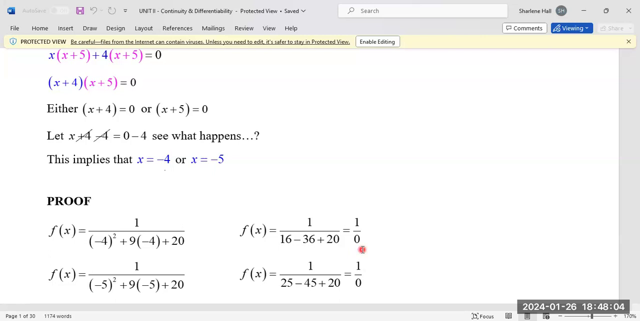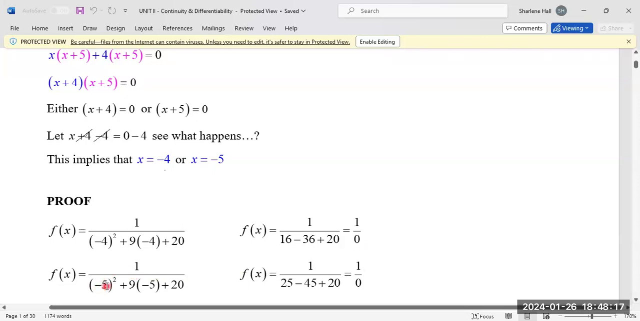Yes, sir. Yeah, man. And that's the reason. 0 cannot exist in the denominator. And if you check the other one, anywhere in the function, again, I see x, I put 5. 5 squared is 25. And 9 times 5 is 45. And I write back my 20. 25 minus 45 is -20. And -20 plus 20 is 0. So I know that I'm correct.